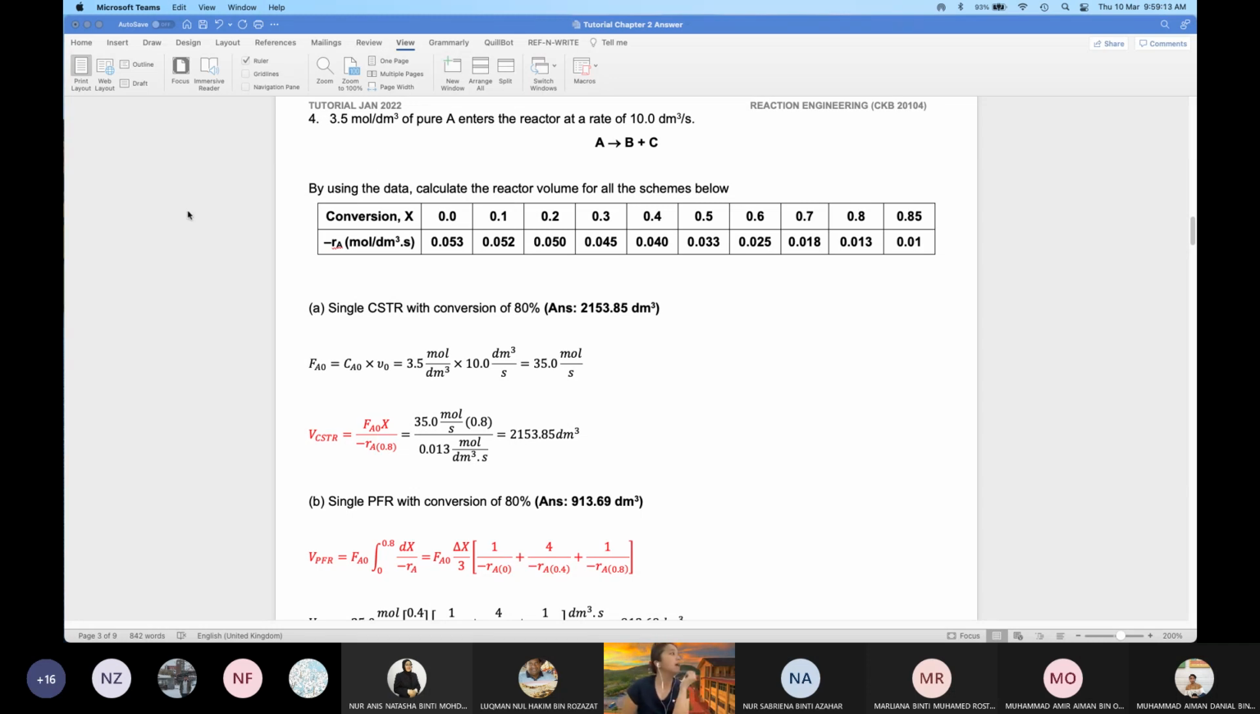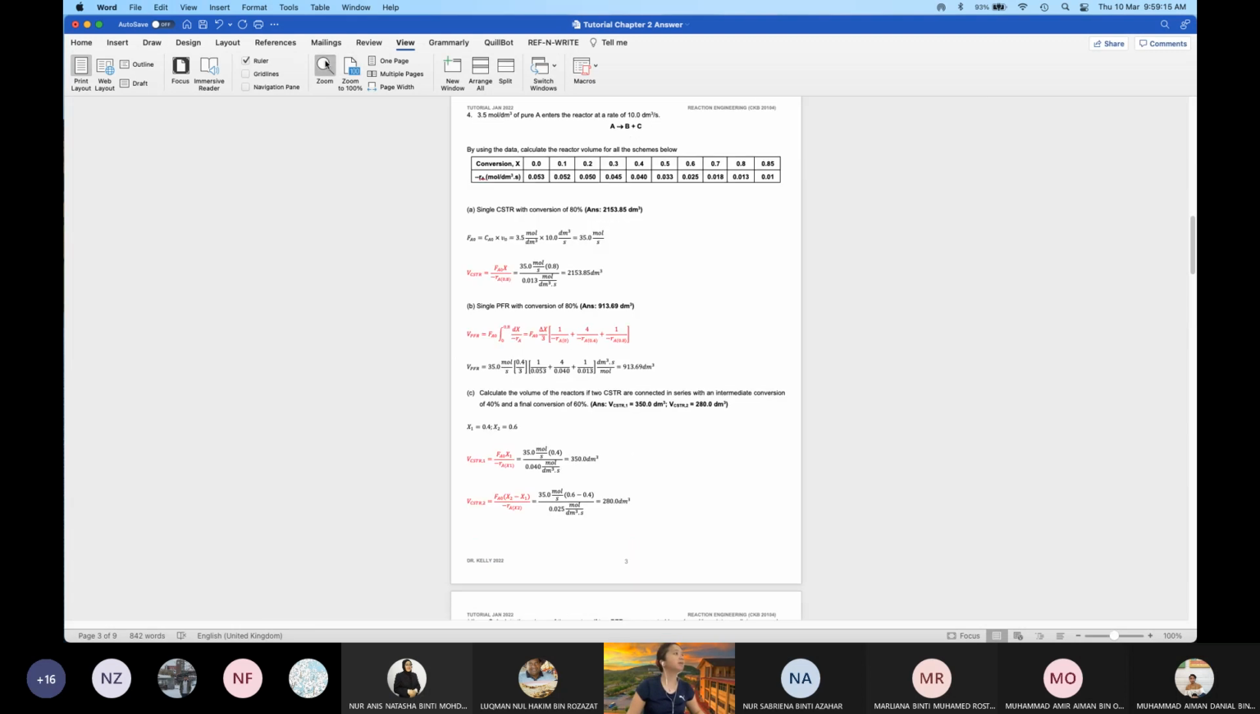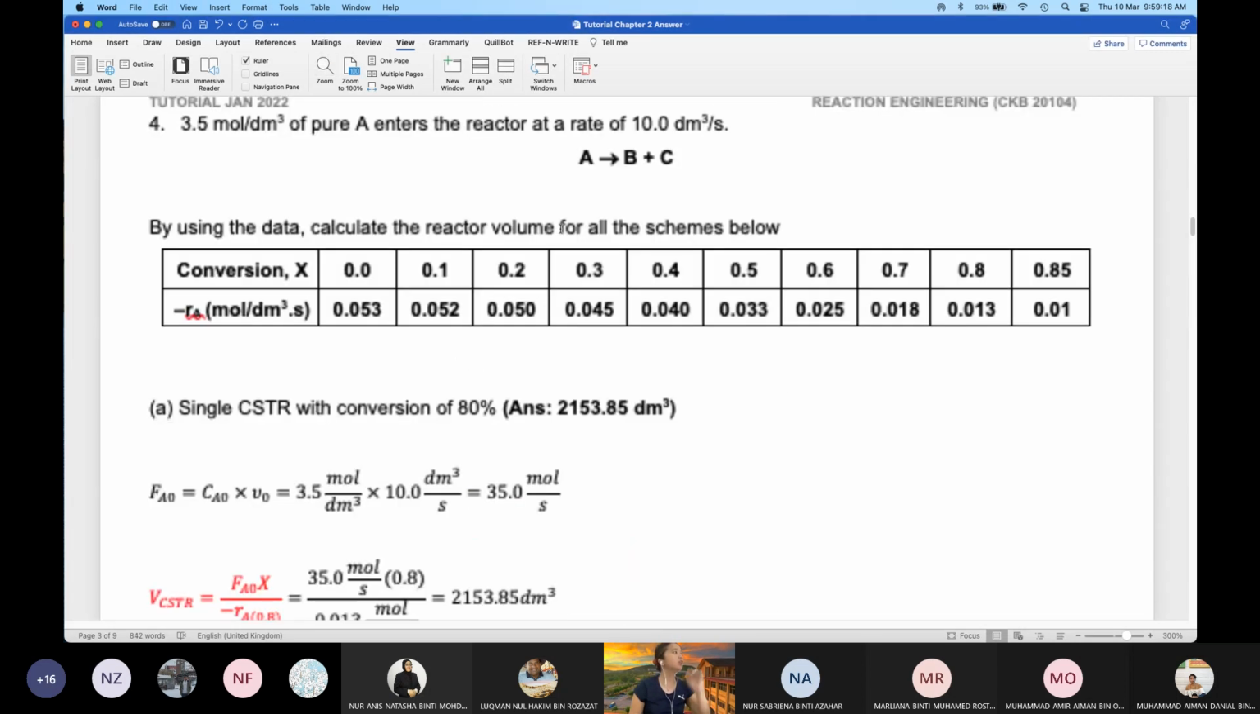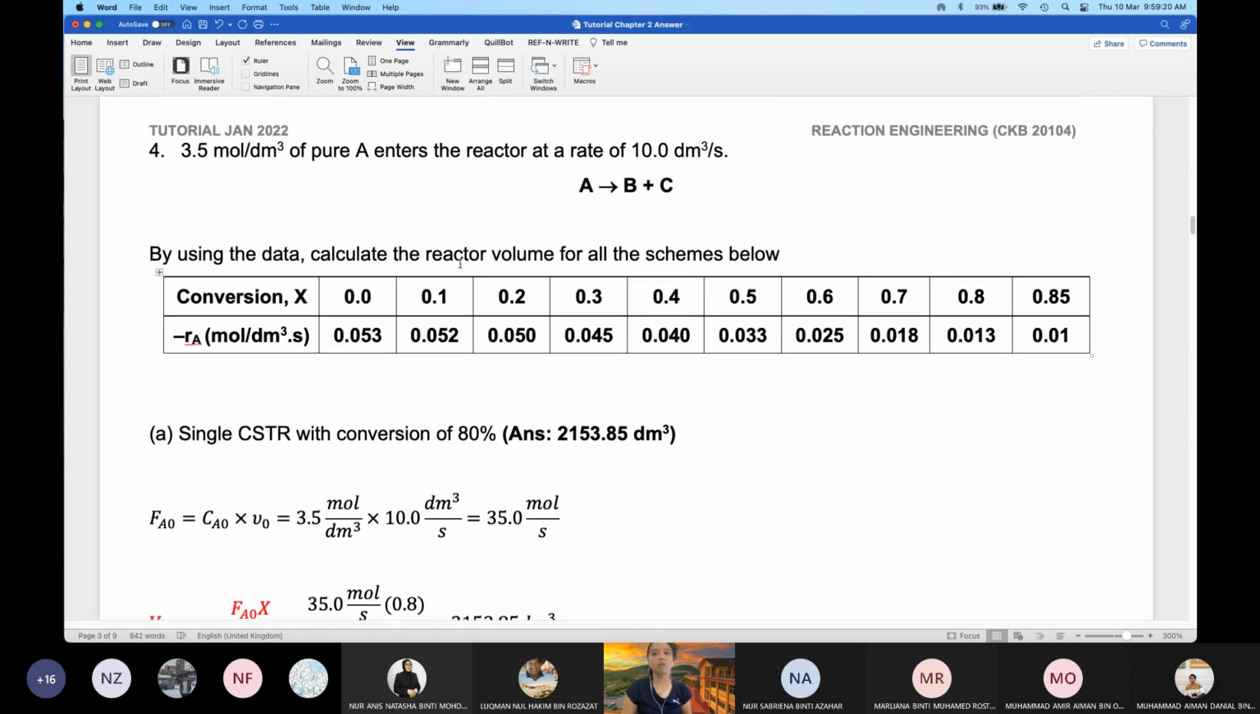3.5 mole per dm cube. Let me enlarge it again. 3.5 mole per dm cube of pure A enters the reactor at the rate of 10 dm cube per second. At this part, you have to be really careful with the value that is given. You have to really check what the given value actually is, because if you make a mistake in this part, basically the entire calculation will be wrong.